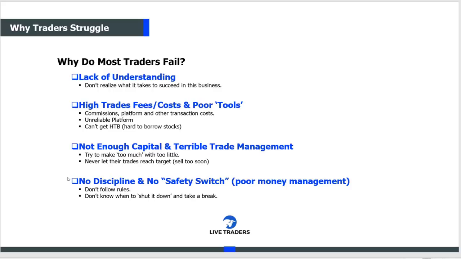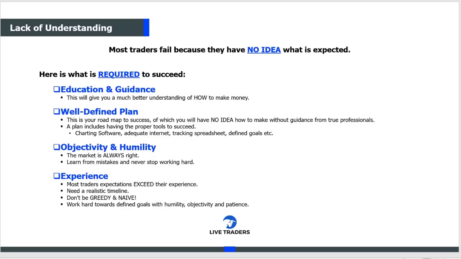Usually what happens is you blow up your account so badly or blow the entire thing up that you're forced to quit. So that safety switch is very important. You throw that in with not enough capital. You throw that in with high trade fees and a terrible trading platform. It all comes back to you just didn't understand what was expected of you because you were too cheap, right? Just calling it the way it is.